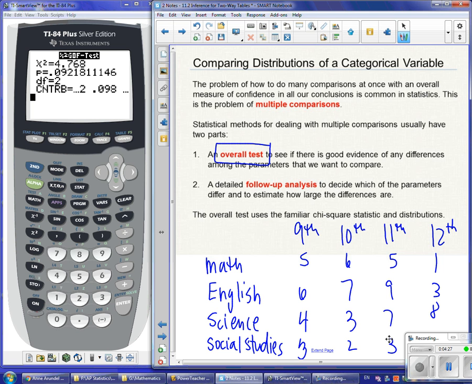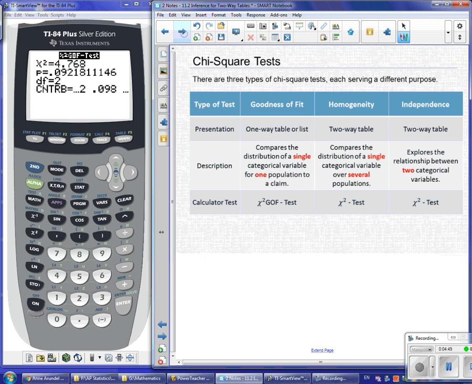What the chi-square test will do is look to see if there is a significant difference somewhere in my data. It doesn't tell me where that difference occurs, so that's what the follow-up analysis requires us to do. We're going to be focusing, though, on the overall test and understanding how to perform a chi-square test, and then we'll talk about the follow-up analysis a little bit later.